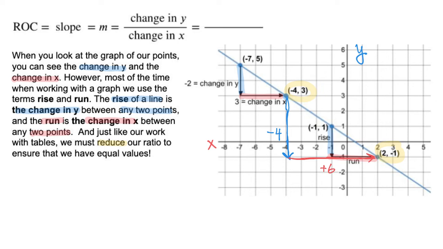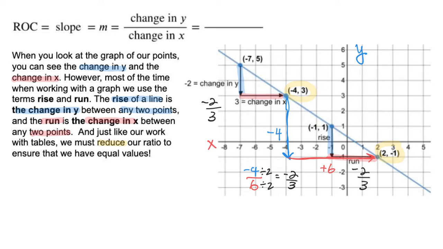So that -4 over +6 would reduce. I can divide both the top and bottom by 2, and you can see because I skipped a point, that kind of makes sense that I'm dividing by 2, and that would be -2/3, which is the same for the smaller triangle. So if I look between the top 2 points, what we have here is -2/3, and the bottom 2 points would also be -2/3.